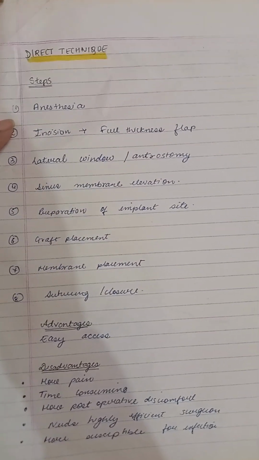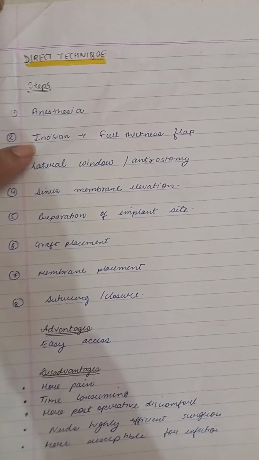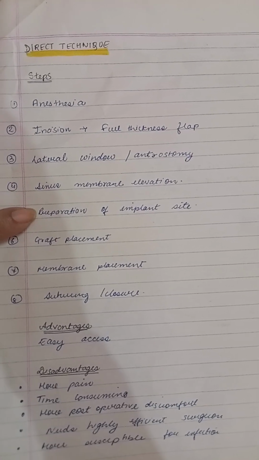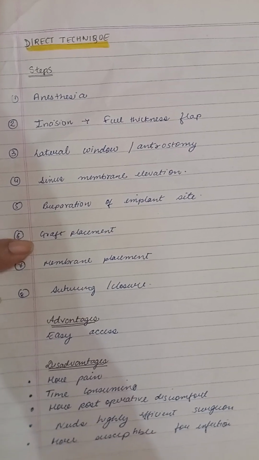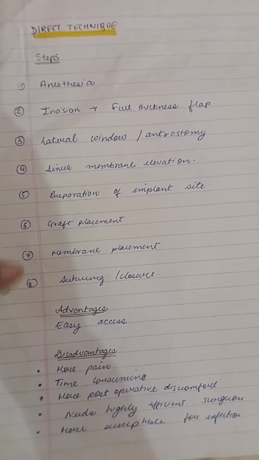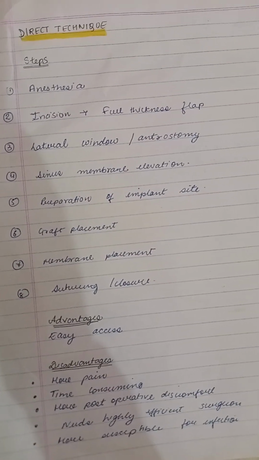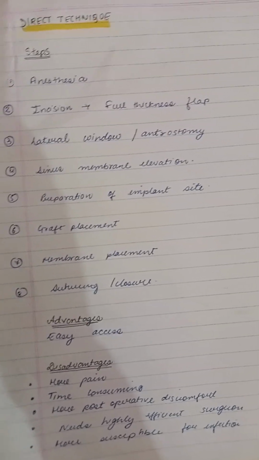Now coming to the direct technique steps. Firstly, anesthesia. Incision, that is, a full thickness flap we raise, then lateral window or antrostomy is done, then sinus membrane elevation, preparation of the implant site, graft placement, membrane placement and suturing closure. Okay, I am discussing in very brief, just the steps and what it actually is, what the different processes are and how we will proceed.